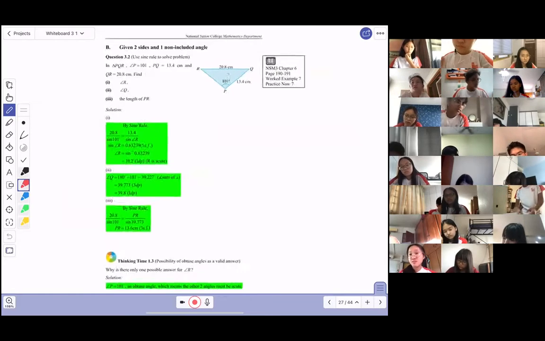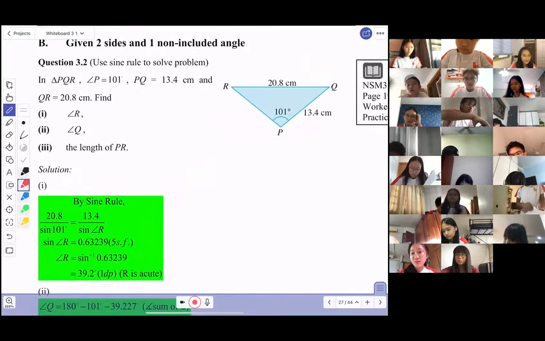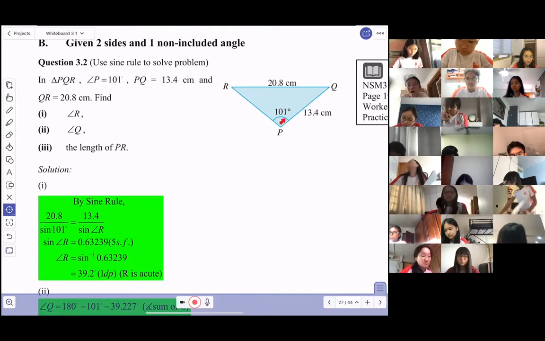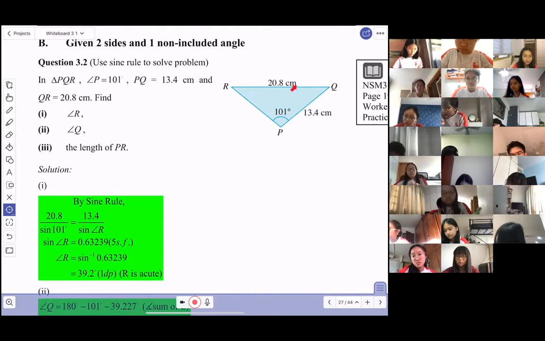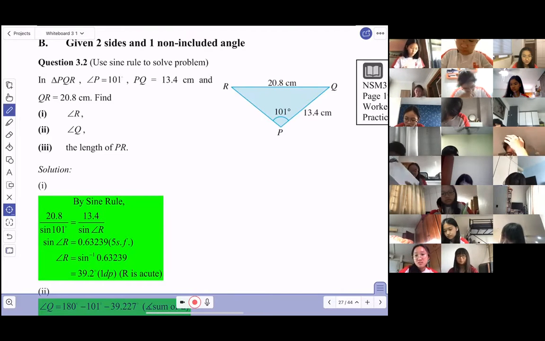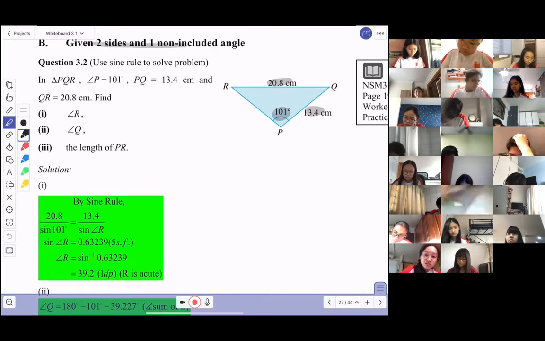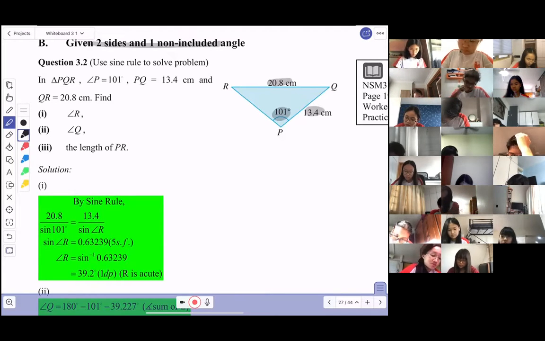So I'm going to go through, okay? In triangle PQR, angle P is 101 degrees, PQ is 13.4 and QR is 20.8. So you can see that here I'm given two sides and one non-included angle. I'm given two sides and one non-included angle. So from here, okay.